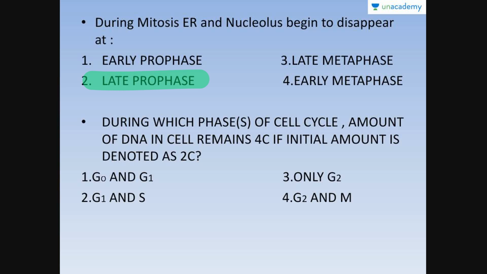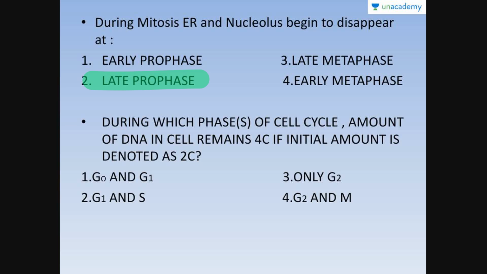Now let us look upon each option. The first is G0 and G1 phase. G0 is a quiescent phase which is observed only in some cells, during which cells do not divide. Just after G1 phase, the cells enter G0 phase. They have not entered the S phase, and you have studied that it is the S phase during which DNA replication occurs.